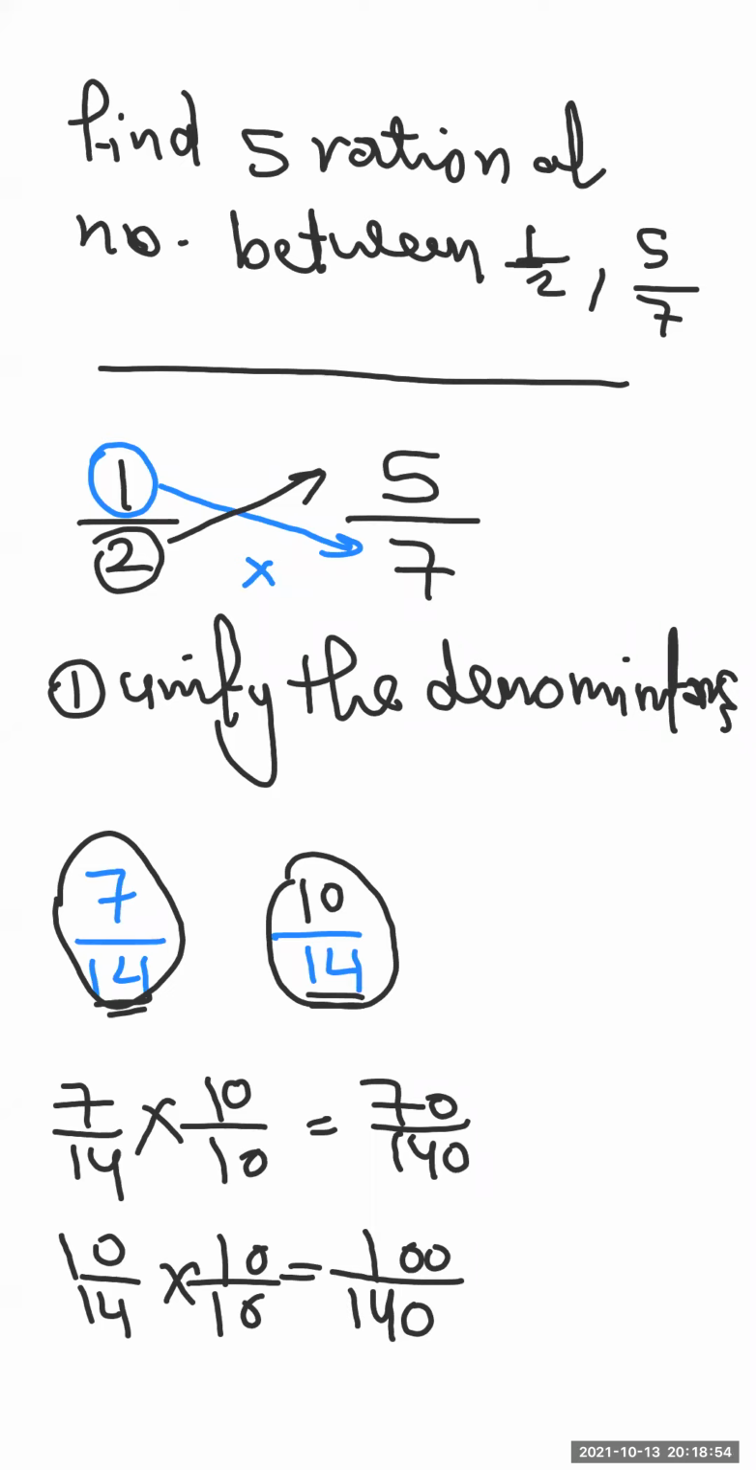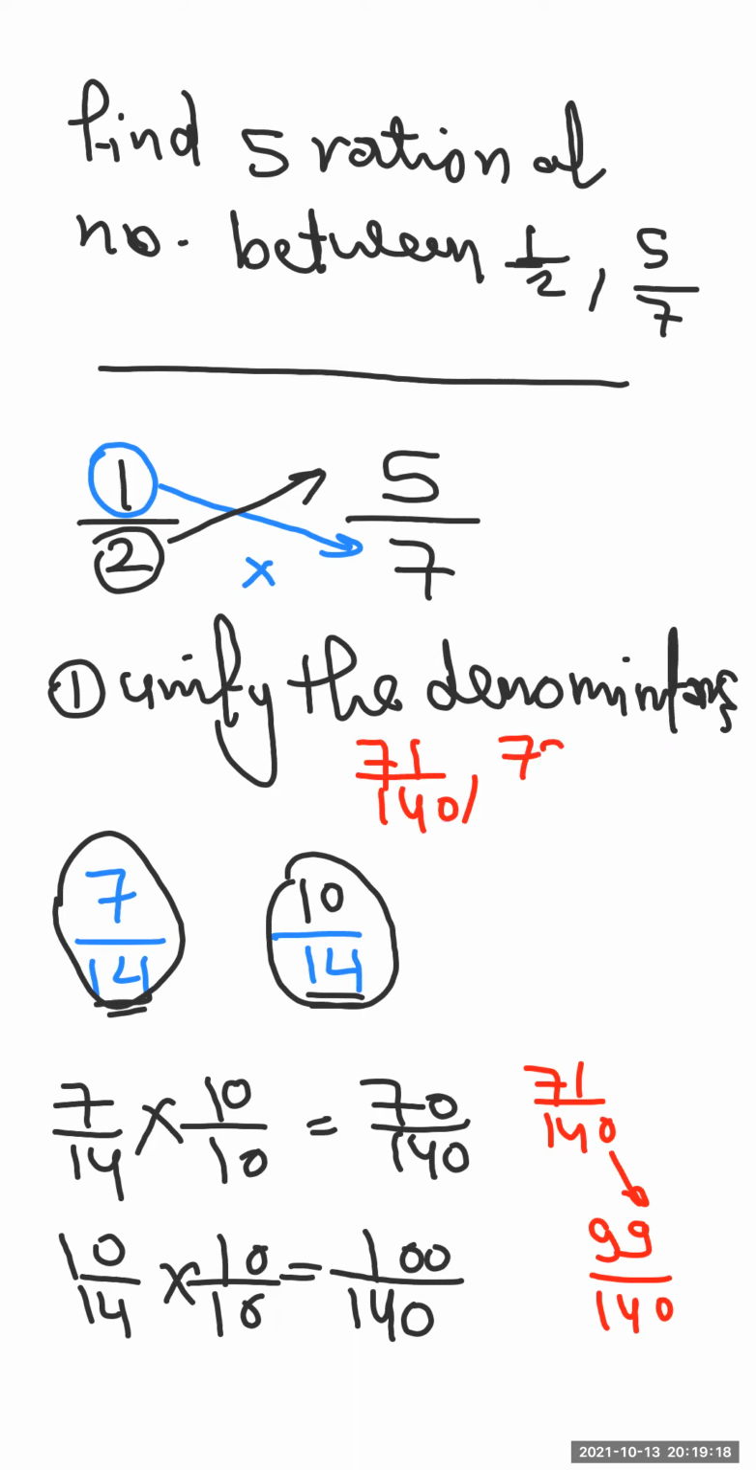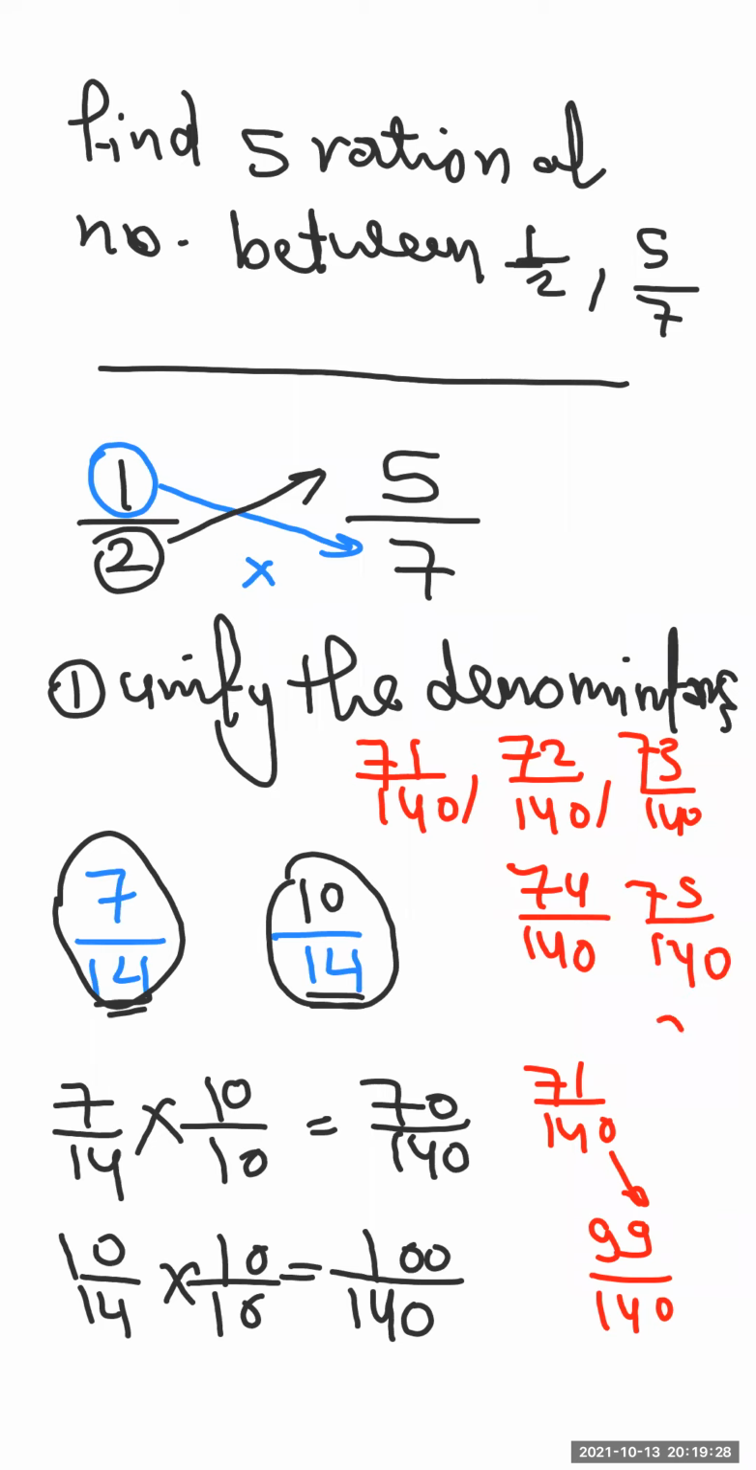So now, can you write down 5 numbers between these? We can write not only 5, but 10 or 12 or 20 or 25 numbers, starting from 71/140 till 99/140. So you want only 5 numbers? Okay, 71/140, or more than 25 numbers: 72/140, 73/140, 74/140, 75/140, whatever. There are too many numbers in between.